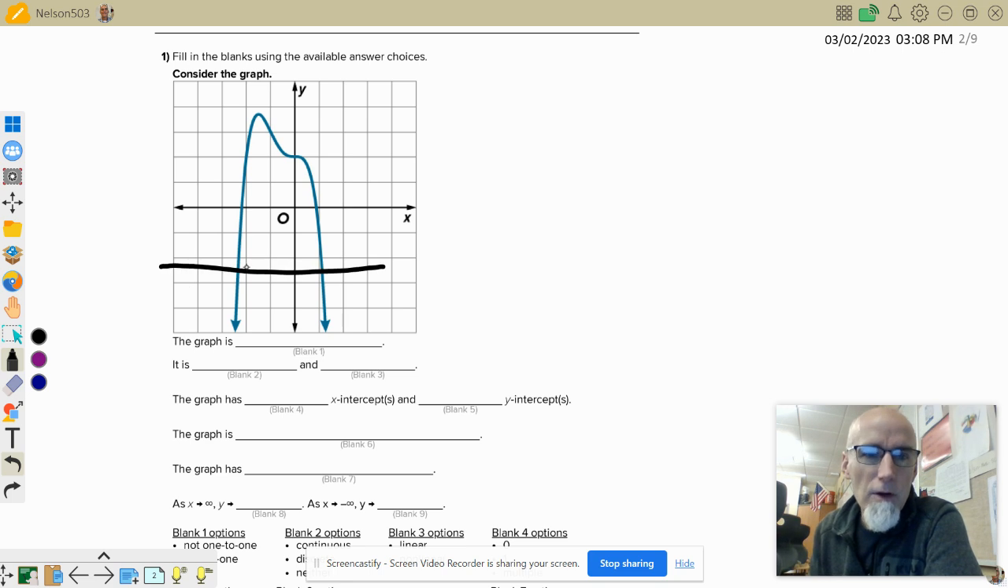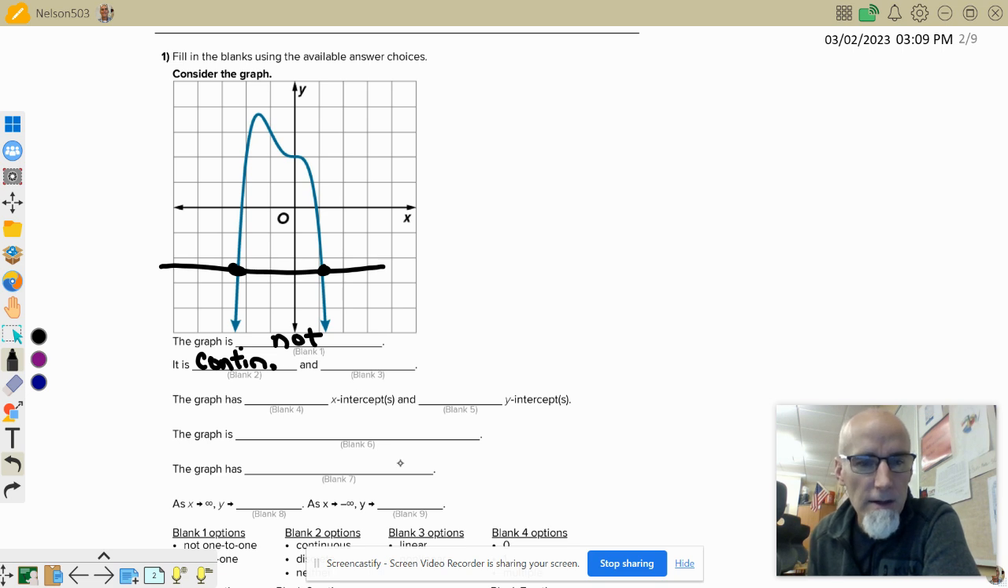Because if it crosses in two places like this one's doing, there are two different x values that have that same y value. It's not one-to-one. Okay, so not one-to-one. And then it is continuous because you can graph it without lifting your pencil. So continuous. I'm not going to be able to fit the whole thing on there.